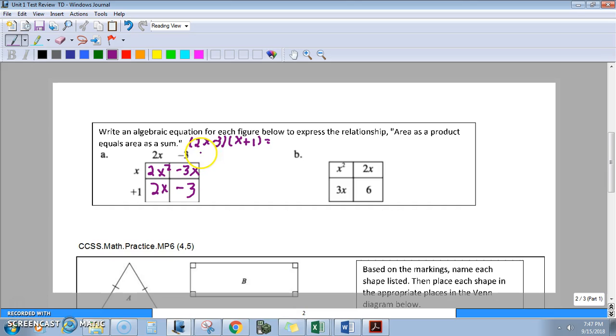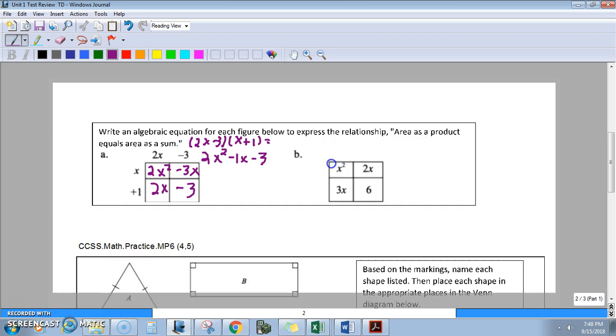So if we add our like terms, it's 2x squared, but we only have one term that has x squared. And then we add our x's together, so it's going to be negative 1x, minus 3.